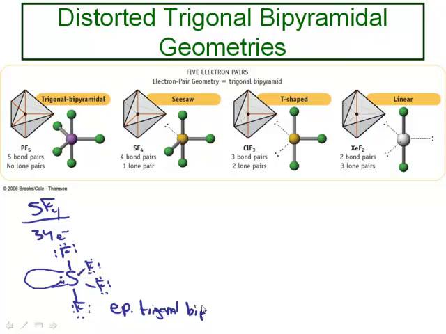They want to space themselves out to be as far away from each other as possible. The way they can achieve the maximum distance in between each other is to adopt the trigonal bipyramidal geometry. But if I look at the molecular geometry, it is what we call a seesaw. Okay? Because it's shaped kind of like a seesaw.